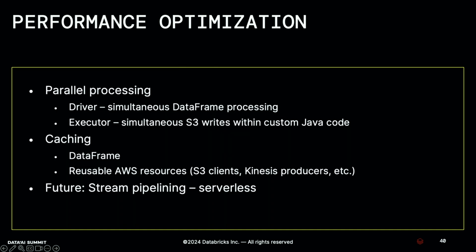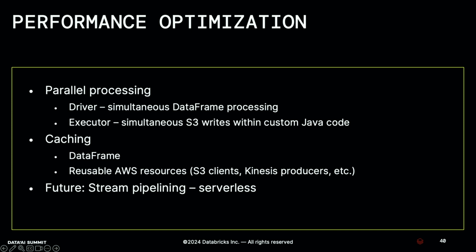Spark itself is an orchestrator for parallel processing, but we added more flavor to it. On the driver node, we use a thread pool to process multiple data frames simultaneously. On the worker nodes, we parallelize tasks to write S3 files within our custom Java code. All we are doing is to maximize the resource usage and speed up processing.